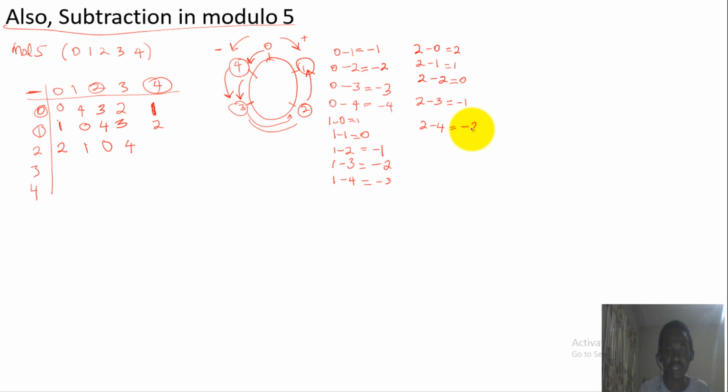How we do it is very simple. This is bigger, this is smaller. Subtract it and let the bigger take the sign: minus 2. Automatically it's going to move 2 times in the anti-clockwise direction, which is 1, 2, and that will give me 3. Then basically the same direction, 3 minus what?